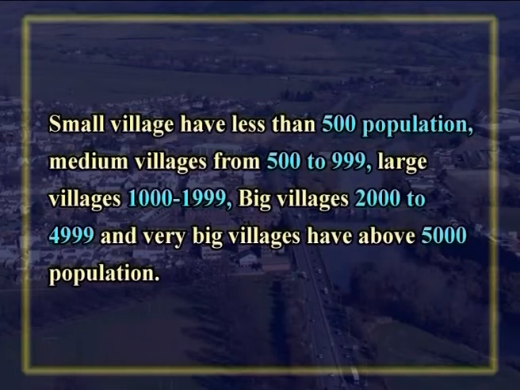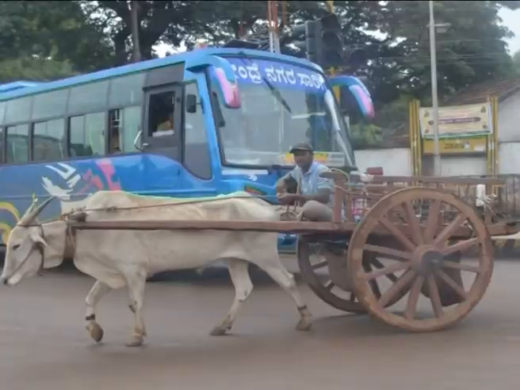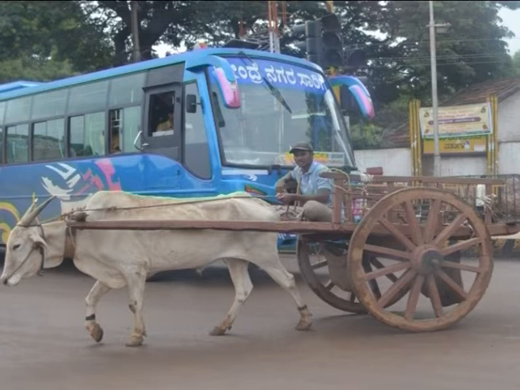Small villages have less than 500 population. Medium villages vary from 500 to 999. Large villages have 1000 to 1999. Big villages have 2000 to 4999, and very big villages have above 5000 population. This data reflects that the rural structure in India has changed a lot due to industrial and transport development.